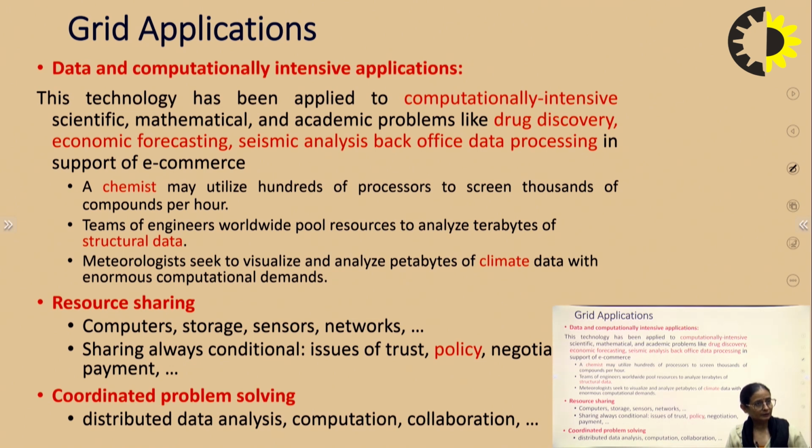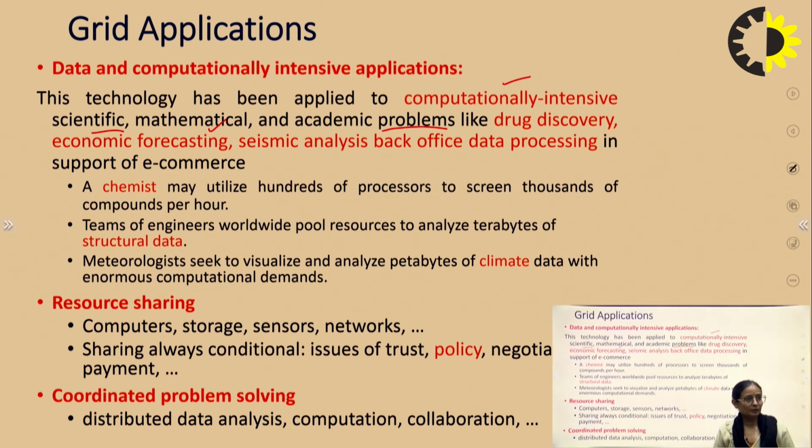We have data and computationally intensive applications, that is, applications which require grid computation. This technology has been applied to computationally intensive scientific work, where a lot of computation needs to be done. What are such applications? We have scientific applications, complex mathematical problems, or academic problems. For example, drug discovery, economic forecasting, seismic analysis, weather forecasting, et cetera.